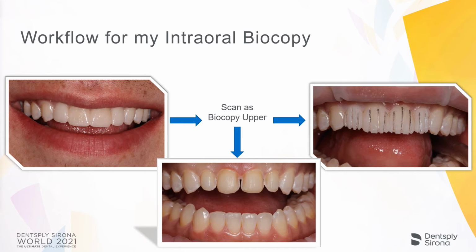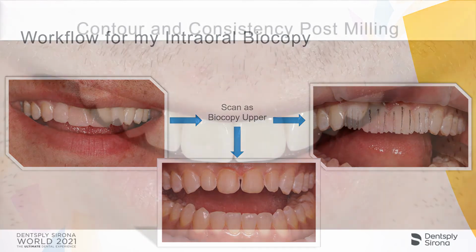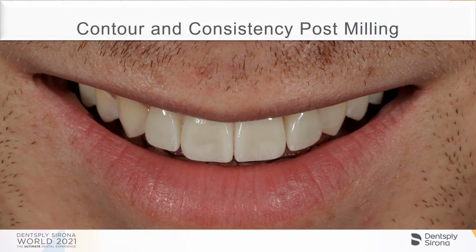So overall, it does a very good job, not only understanding our biology. We have enamel bonded veneers, so it preserves that enamel bond. It helps us with our engineering because we've engineered proper material thickness for Emax medium translucency. And now let's go ahead and get into the contour and consistency post milling to make our ordinary restorations out of the mill look extraordinary, like these 4 Emax restorations.